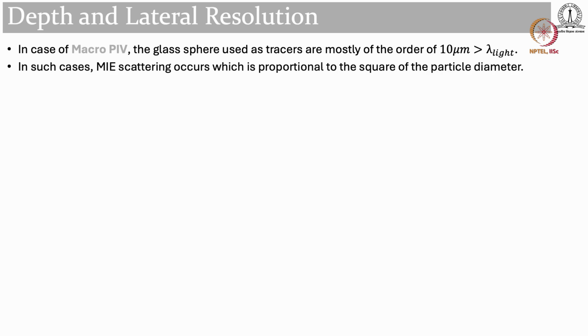And in this case we see Mie scattering, which is proportional to the square of the particle diameter. So if you increase the diameter of the tracer particles, in the case of macro PIV, a lot more scattering will take place, so more light will fall on your camera sensor. However, there is again this catch: you cannot increase the particle diameter beyond a certain limit, because the Stokes number would become very large, and the particles won't follow the path faithfully.